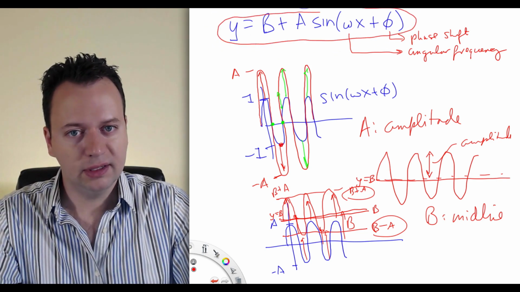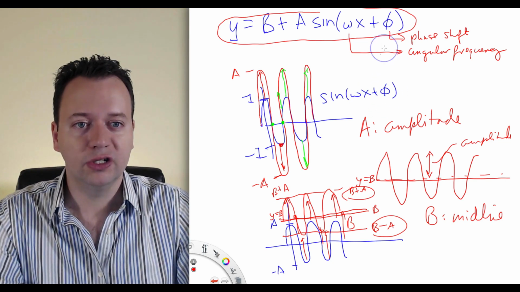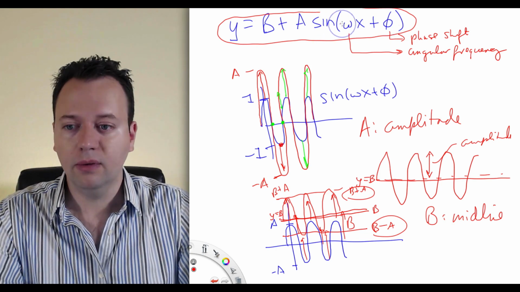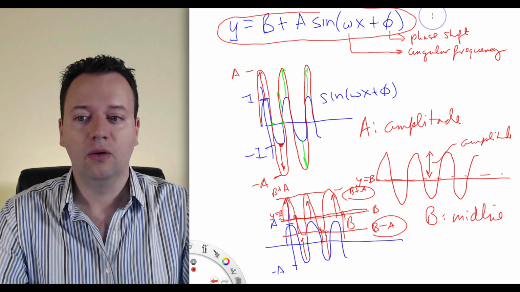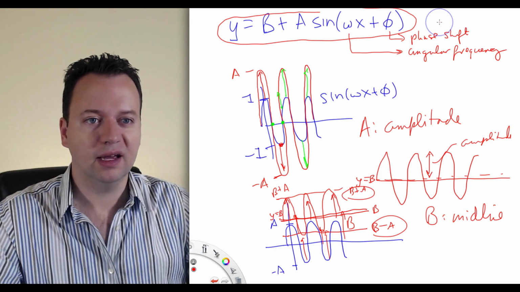And then the story is exactly the same if you use cosine instead of sine. In fact, if you just set phi equal to pi over 2, that's essentially the same as using cosine instead of sine and not having a phase shift. A phase shift of 90 degrees turns sine into cosine, as we discussed in the last lecture.